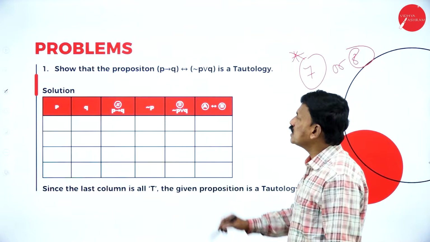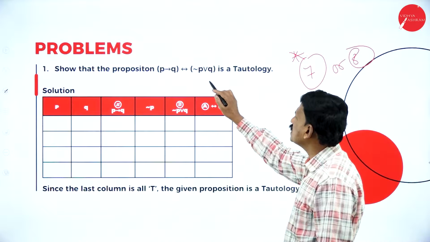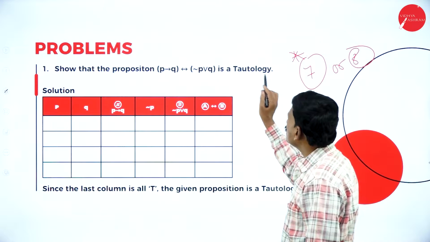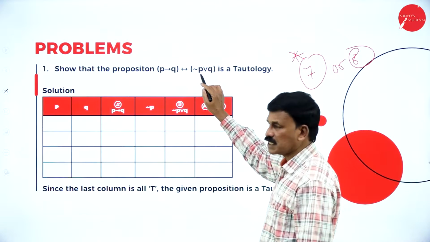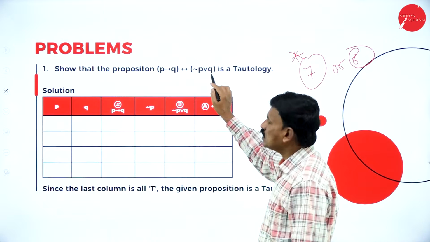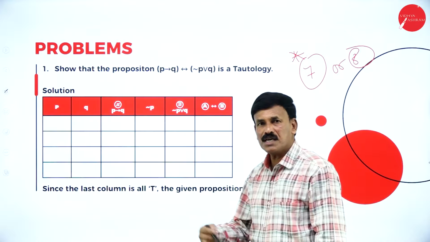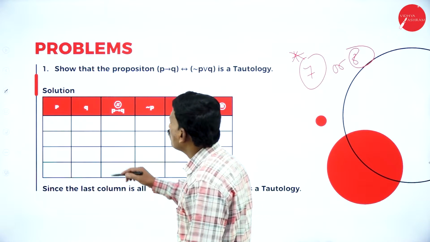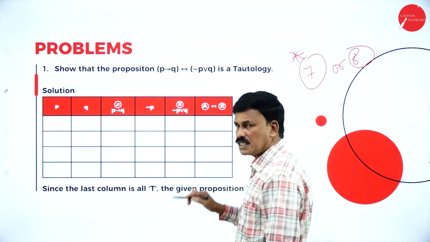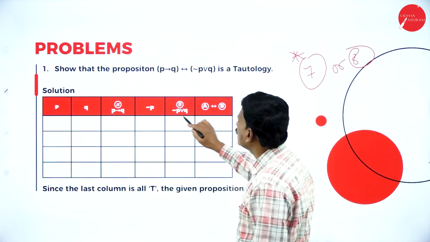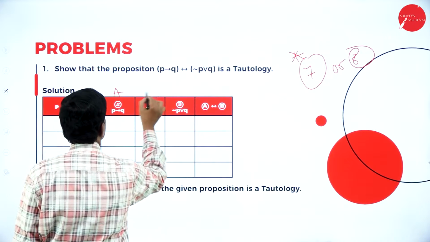Show that the given proposition (P conditional to Q) biconditional to (negation P disjunction Q) is a tautology. As usual, split it. So, the components are P, Q, then the first one is P conditional to Q, then negation P disjunction Q. Let us call the first one A and the second one B.